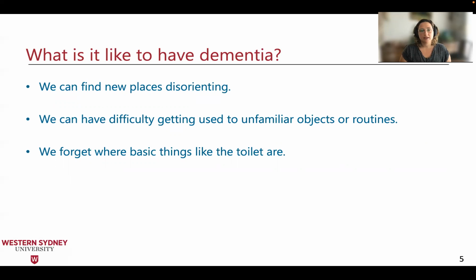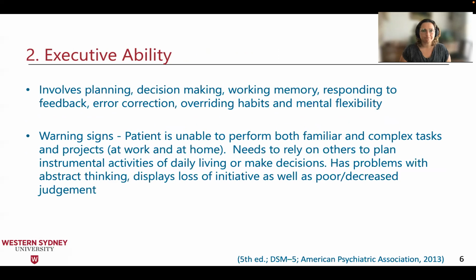And they're also likely to forget where basic things are, such as potentially where the toilet is or where they've put their mug, or little objects around the house, which usually they would have specific places for and now no longer remember where it might be if it's misplaced. The second domain is executive ability.